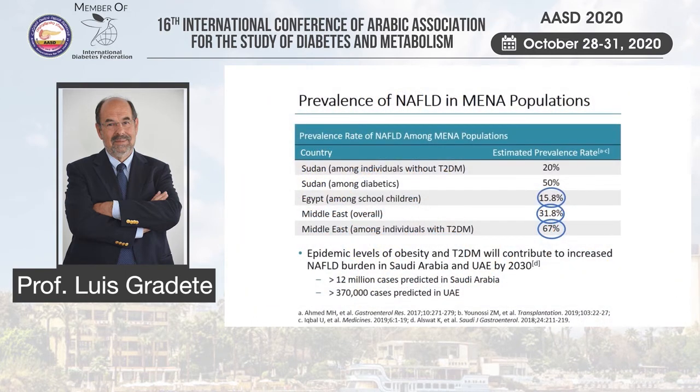And what about the prevalence of NAFLD in many populations? As you can see in this slide, in the Middle East, overall, we have 32% of people with NAFLD. And if you go to people with type 2 diabetes, we found 67% with NAFLD. And in Egypt, where we are now, among school children, we have 16% with NAFLD.